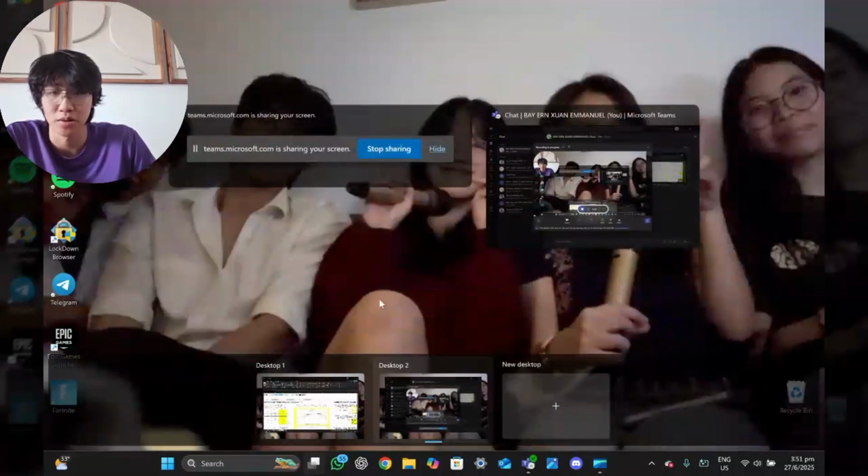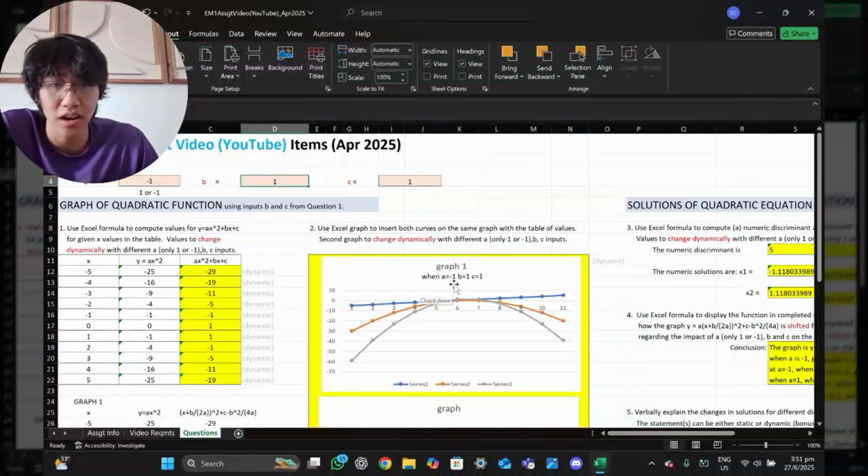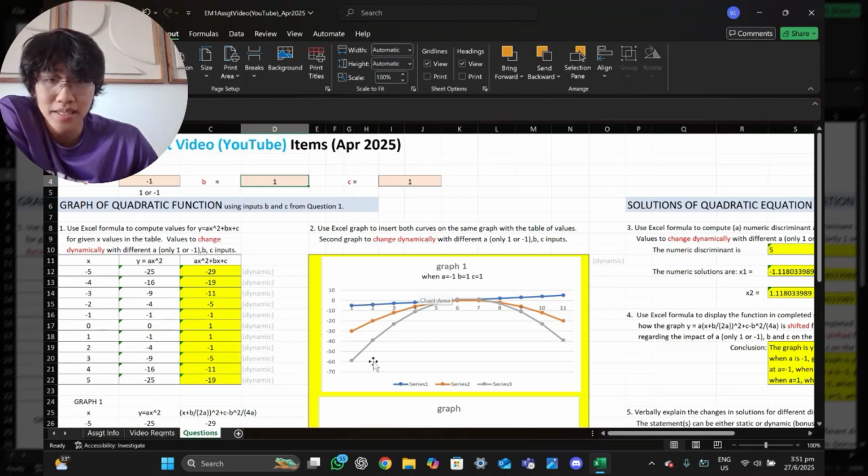Hi guys, so we're doing Excel question number 4 now. As you can see over here, this is for a equals -1. This is the graph for when a equals -1, b equals 1, and c equals 1. We can see this is how the graph looks.